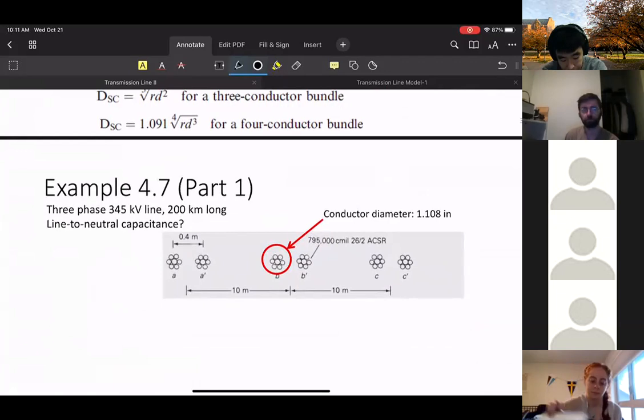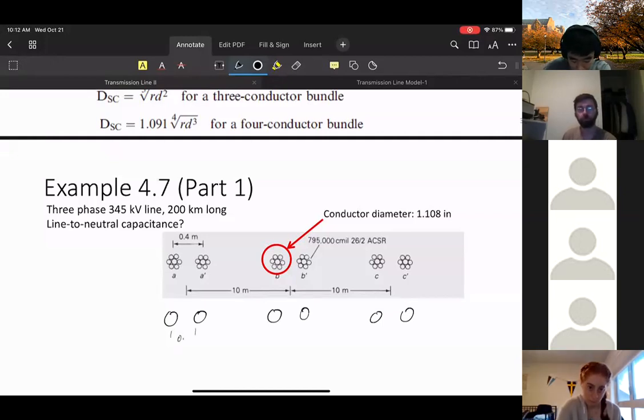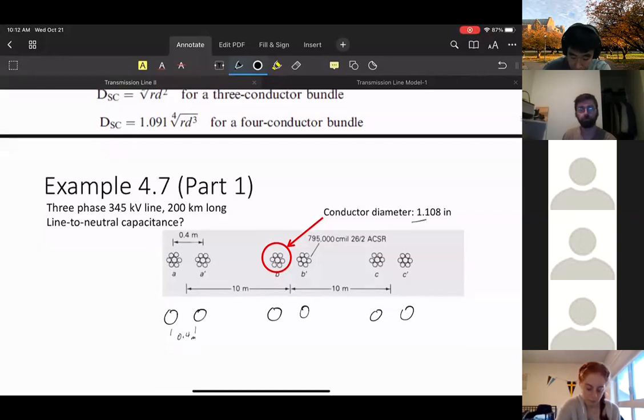In this example, we have transposed lines, three-phase, 345 kV lines, 200 kilometers long. We want to find the line to neutral conductance. We're going to think of this as two conductors bundled in all of them. The distance between these two is 0.4 meters, and the diameter of the conductor is 1.08 inches.